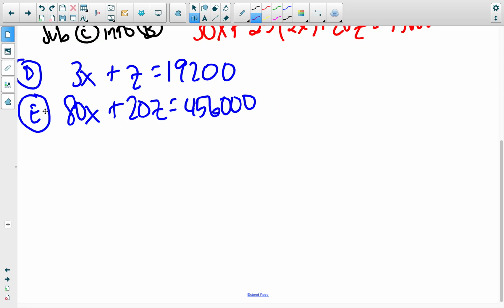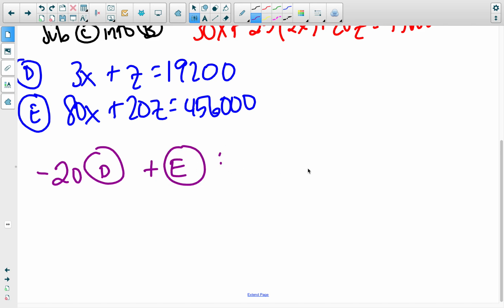Okay, so look at this system and see, all right, what can I do to try to eliminate either my x's or my z's? I see that I have a z by itself, so it's going to be kind of nice to multiply that. I can multiply it by negative 20. So I multiply D by negative 20, and I can add it to E. That's going to cancel out my z's, right?